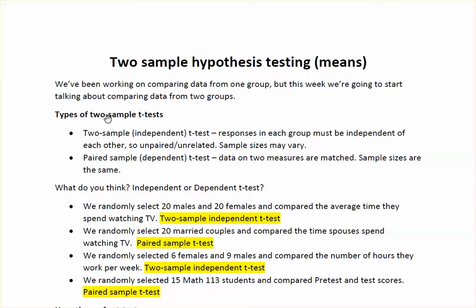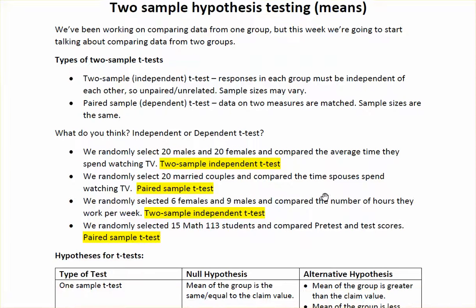So the two types of two-sample t-tests are the two-sample independent t-test, in which responses in each group must be independent of each other, so unpaired or unrelated, so sample sizes may vary. And the paired samples, or dependent, t-test, where the data on the two measures are matched, so the sample sizes are the same. So what do you think, independent or dependent?